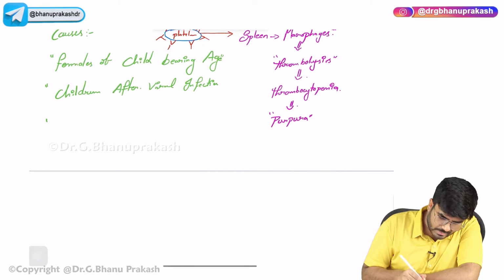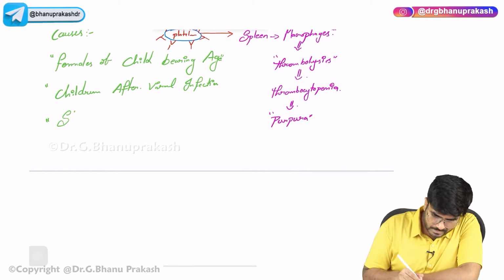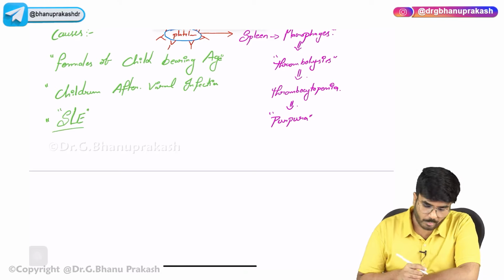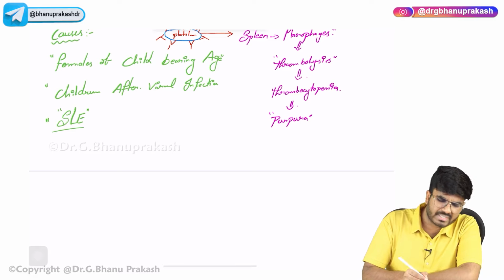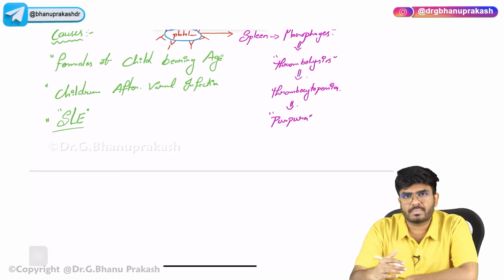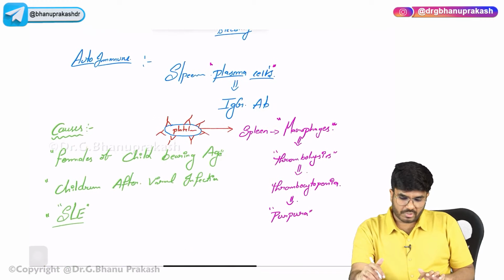It is also seen as secondary to other autoimmune disorders like SLE. If a patient has SLE, these patients can also develop immune thrombocytopenic purpura. So it is seen in females, since all the autoimmune disorders are more commonly seen in females, and in children after viral infection, or with SLE or rheumatoid arthritis. Some other autoimmune associations are also there for immune thrombocytopenic purpura.